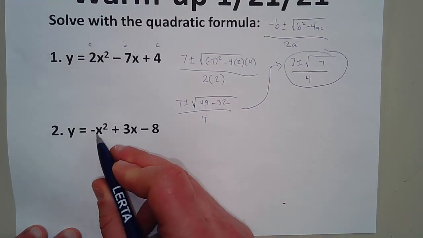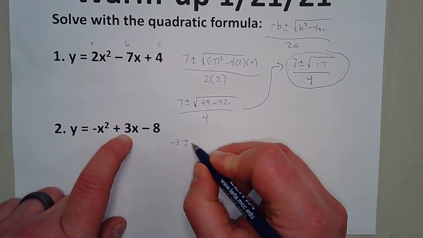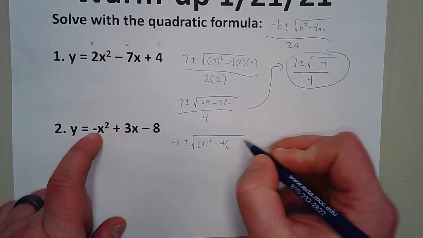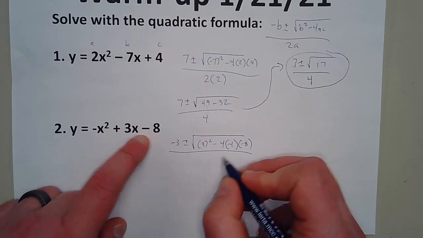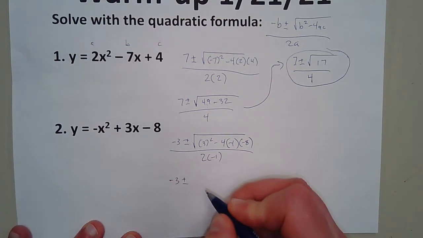Same process, we've got a quadratic equation here. Let's go ahead and get to it. So opposite of b, plus or minus the square root of b squared minus 4, a is negative 1, c is negative 8, all over 2 times negative 1. Cool. Okay, so let's see how we go here.